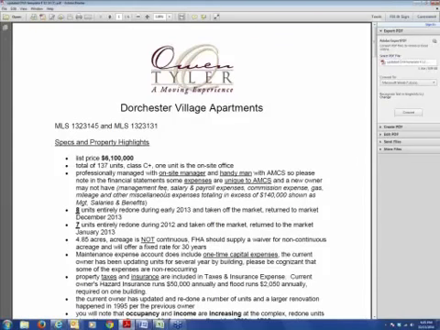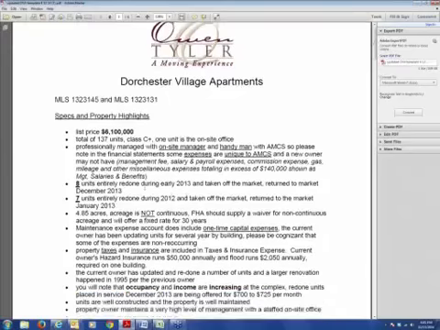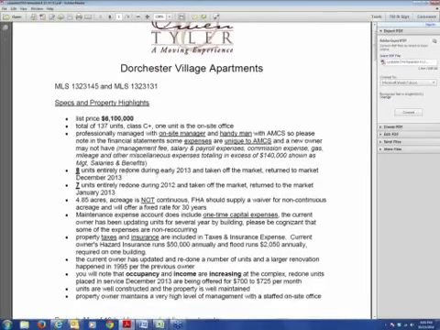They said, note that in some of the financial statements, some expenses are unique, and a new owner may not have the same charges. All right, well, that's fine. Then they go on to say 8 units entirely redone during 2013 and taken off the market and returned to market in December of 2013. That means that when we look at the income expense, there should be a drop in income prior to December 2013 because these units were not earning any income, and then after December 13 it should have bumped up a little bit. All right, fine.